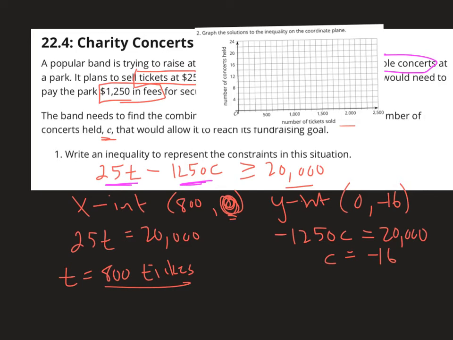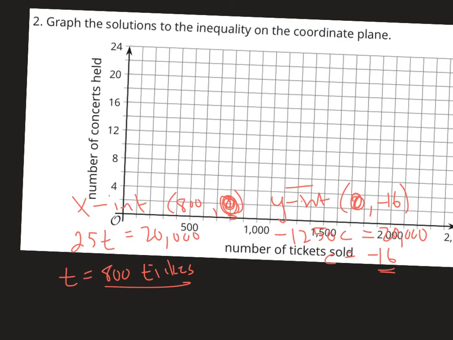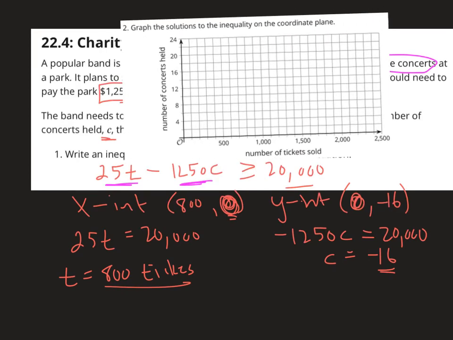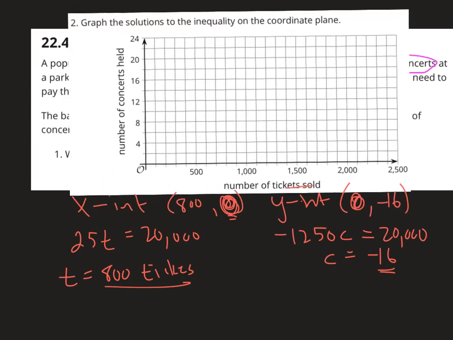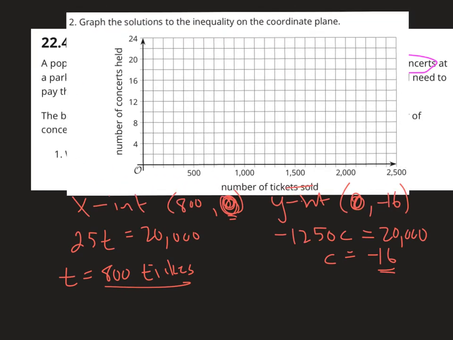And then what happens if you didn't sell any tickets? Well, then you're going to have negative 16 concerts to raise $20,000. And again, that's kind of a weirdo thing. And then the other problem with that is I don't see negative 16 on the y. So I guess the 800 tickets will work out, right? I can plot that. So there's my x-intercept. But the y-intercept thing isn't going to work out this time.